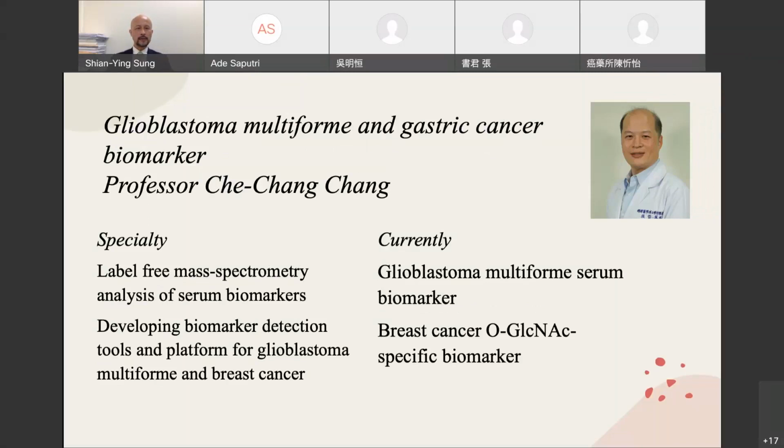he is focused on glioblastoma multiforme and gastric cancer biomarkers, and his specialty also includes label-free mass spectrometry analysis of serum biomarkers and developing biomarker detection tools and platforms for glioblastoma multiforme and breast cancers. And currently, he is focused on glioblastoma multiforme serum biomarkers, and breast cancer, O-GlcNAc specific biomarkers for sugar analysis prediction of cancer cell progression.